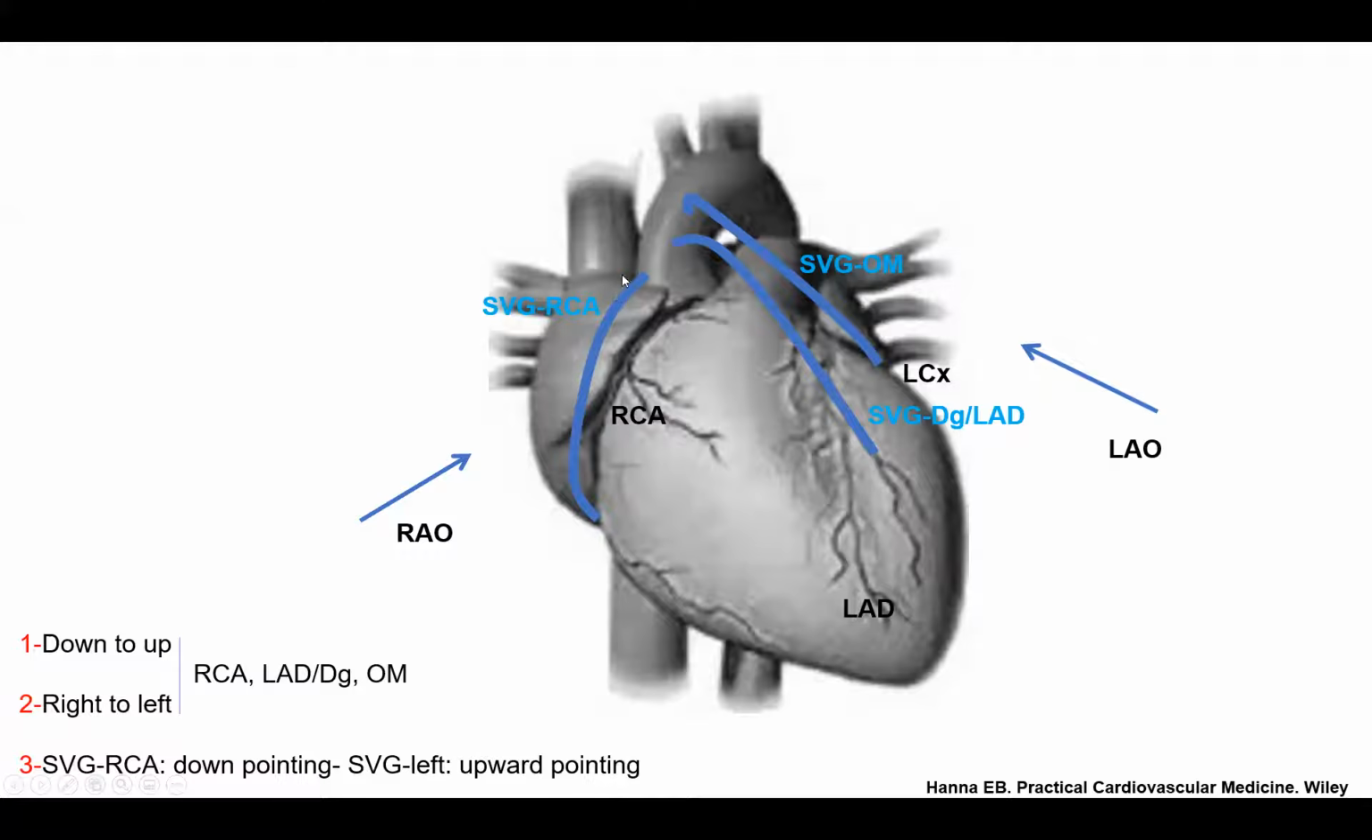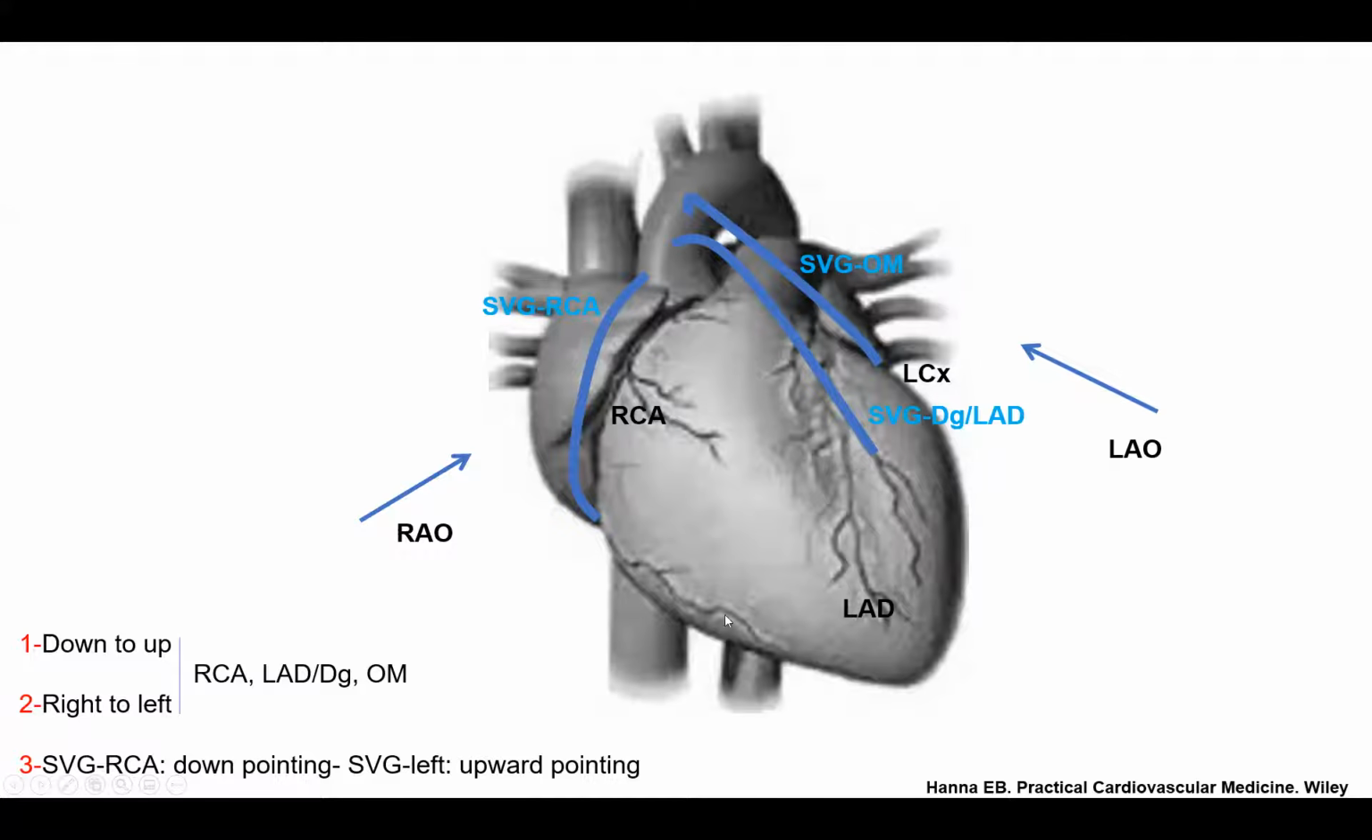Then the morphology of each graft. Graft to the right is pointing down. Look at it. If you're trying to engage it, your catheter has to be looking down. Graft to the left, especially graft to the left OM, is pointing up. Okay, so those are very important 3 ideas and pictures to remember as you're analyzing, as you're doing the case.